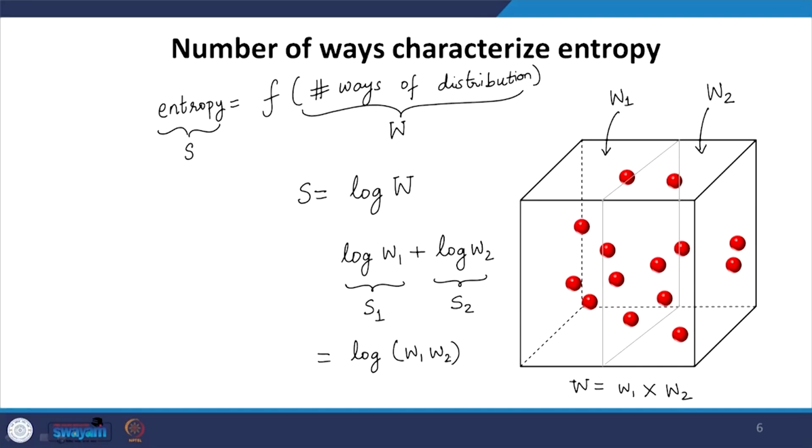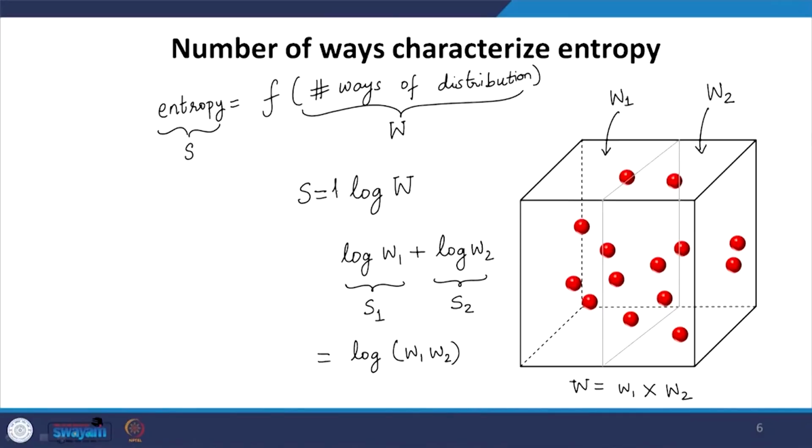Okay. So, now there is something here. Log of W is a number. So, by doing this, entropy becomes a unitless quantity, but we know that entropy is not unitless. There has to be some constant, let me call it K for the time being, and that already gives me a measure of entropy. It simply refers to the number of ways of distribution, but if we assume a logarithmic dependence, then only can entropy be an additive property.